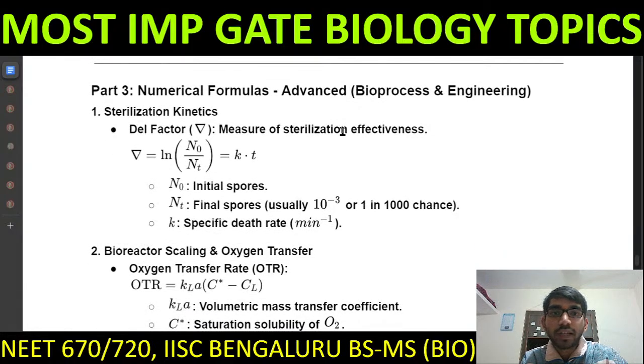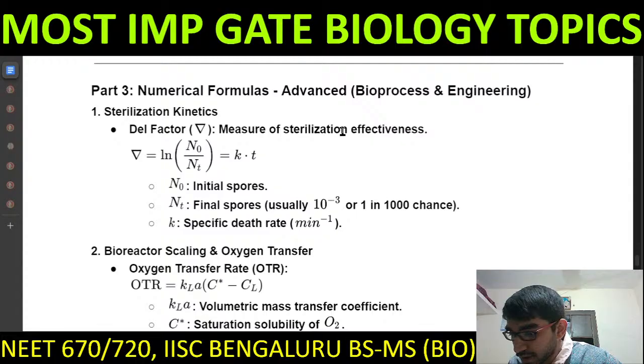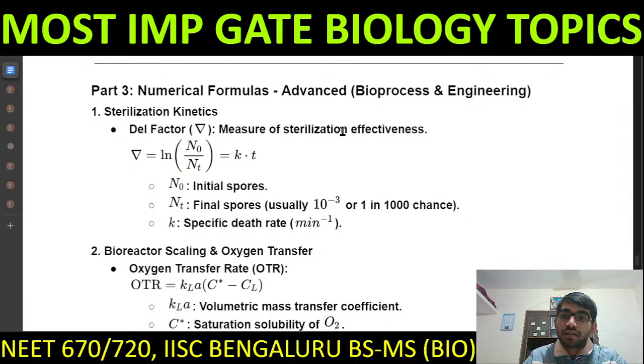Then there are some advanced formulas for bioprocess engineering. The first two parts are important for life science students and other subjects. But for bioprocess engineering, people who will be targeting biotechnology, here are some of the important formulas that you must know before going for the exam. There is the Del factor for sterilization kinetics.